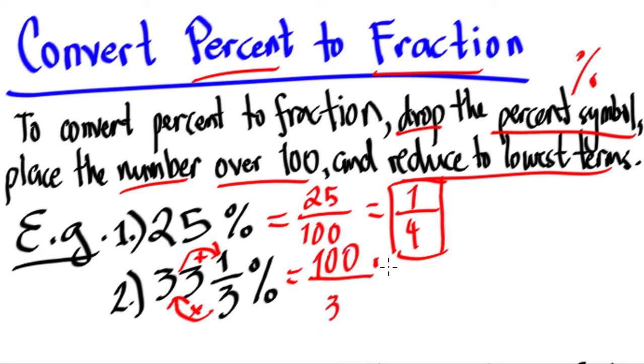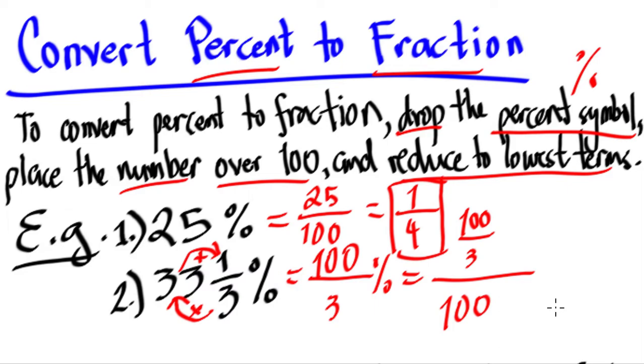Okay, and this is still in percent form anyways. So what we're going to do is to drop the percent symbol. This is going to give us 100 over 3, and then put a 100 over that. So what we have is 100 over 3 over 100. So this is our numerator, this is our denominator.